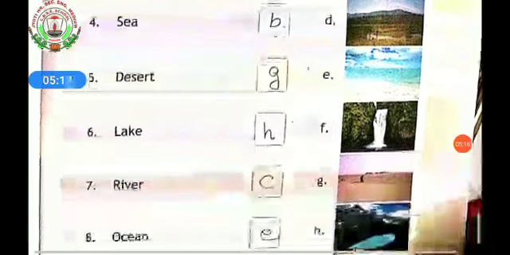Next is lake. L-A-K-E, lake. In Hindi we call it jheel. A large area of water that is surrounded by land. A large area of water which is surrounded by land means in the center there is water and it is surrounded by land, then we call it lake.